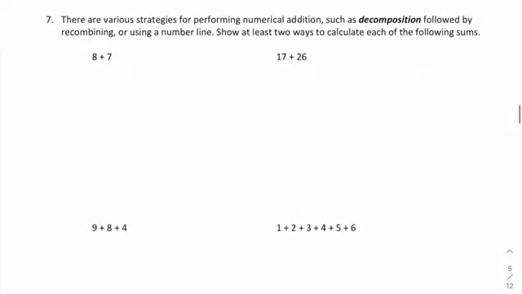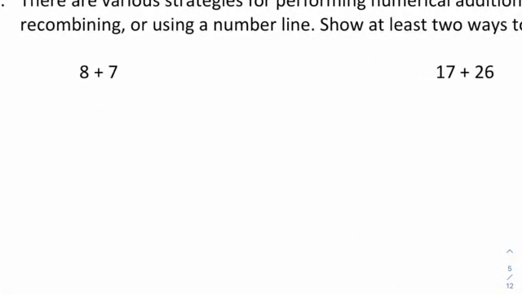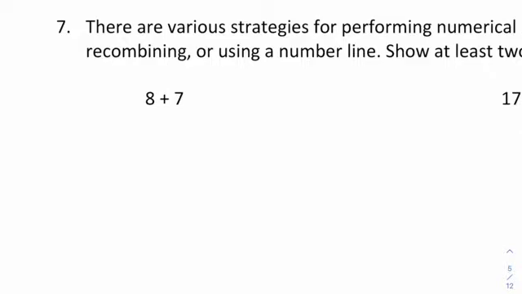Okay, number 7 here. There are various strategies for performing numerical operations, such as numerical addition, such as decomposition followed by recombining or using a number line. Show at least 2 ways to calculate each of the following sums. And here we're not going to be using place value tables or base 10 blocks. I'm going to show you decomposition and number lines as other strategies for combining numbers.